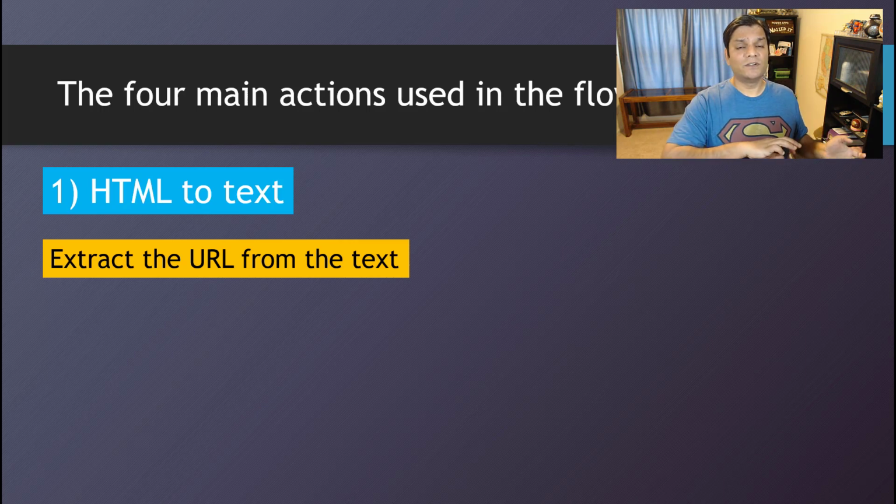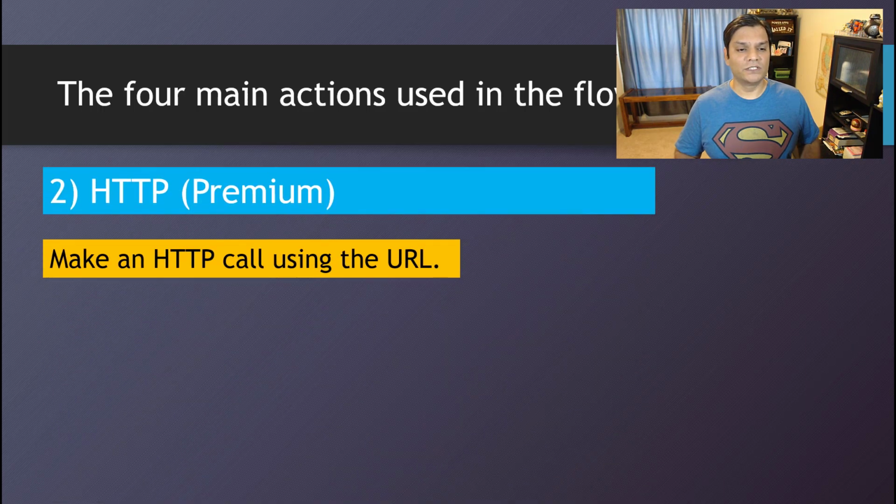So what I want to do is first convert that HTML body of the email into text. And for that, we're going to use the HTML to Text action, because we'll extract the URL from the text. Second thing is we're going to use the HTTP action. Now, again, I called out before that this is a premium action, so you need to have that additional license.